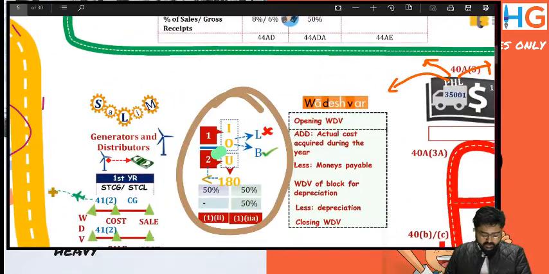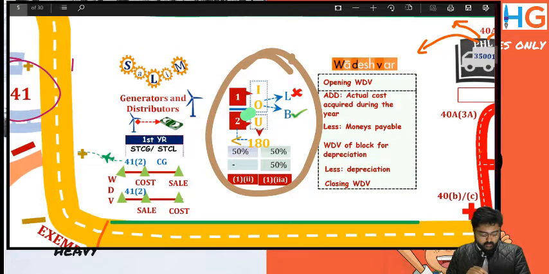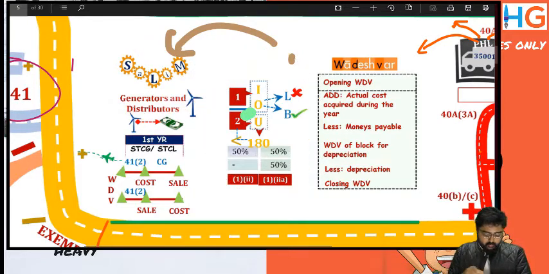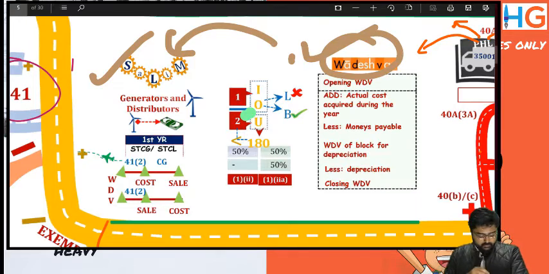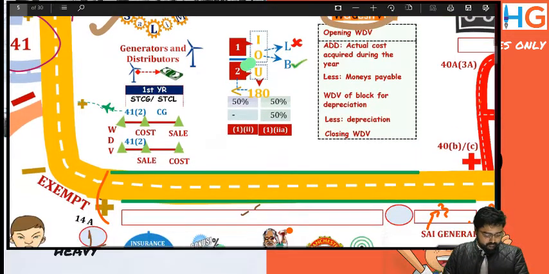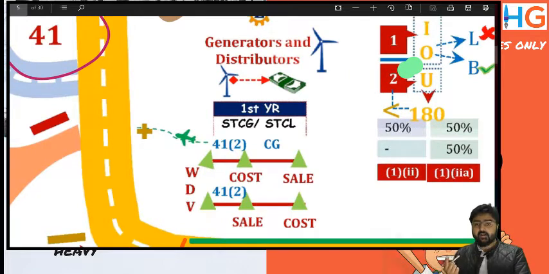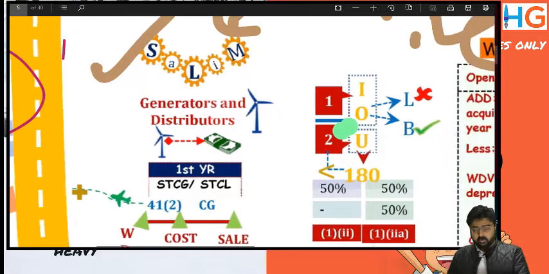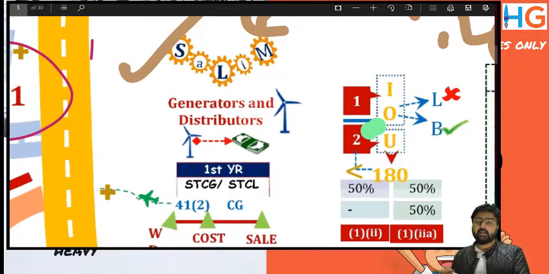Once we satisfy IOU 180, generators and distributors who generate and distribute electricity can take an option of SLM. Others have to take WDV. For SLM, the depreciation is calculated on the actual cost every time, and for WDV the written down value is calculated every year and accordingly depreciation is calculated.